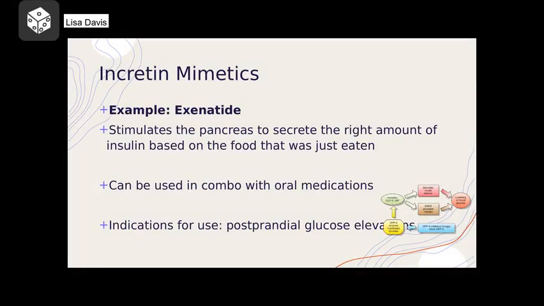Our next kind of helper drug is an incretin mimetic. So these incretin mimetics like exenatide are going to stimulate the pancreas to secrete the right amount of insulin based on what you've eaten. Incretin is one of those GI tract, like gut hormones, that is sensitive to when you're eating. So this medication stimulates your gut to be a little bit more sensitive to the food that's coming in. And it's going to be used as a combination, like I said, a helper drug with some of these other oral medications. It can be used to decrease that rise in blood glucose after eating a meal.